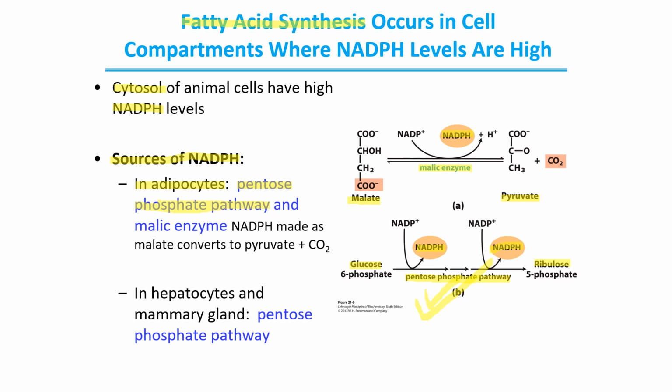So in adipocytes, both of these sources provide NADPH, PPP as well as malic enzyme, whereas in hepatocytes and in mammary glands only PPP works, so that is the only source of NADPH in these organs.